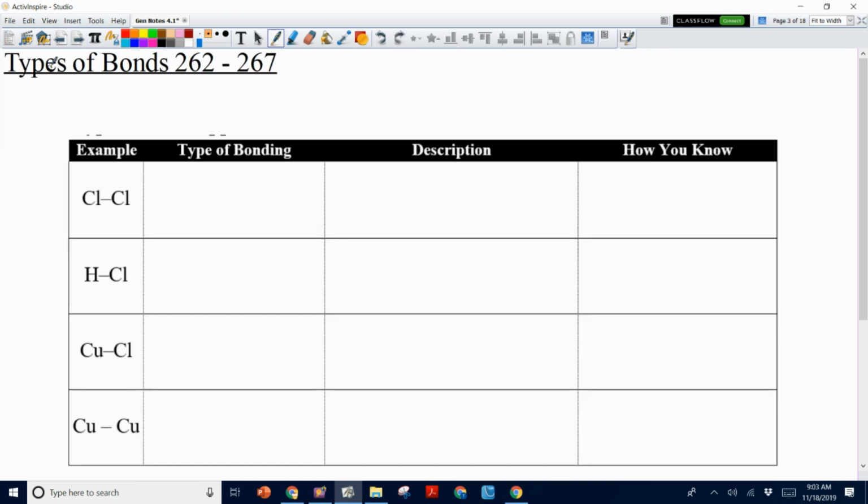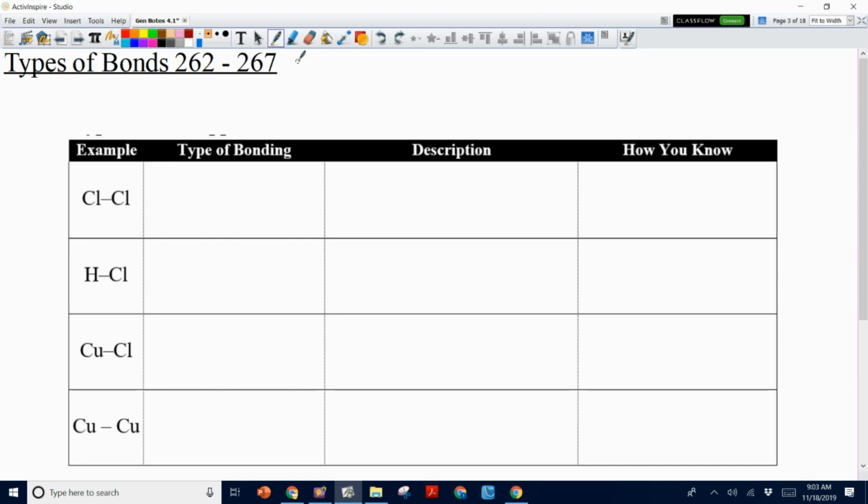Types of bonds are covered in your book on pages 262 through 267, so make sure you read that. We're going to talk here in this table about the 4 different types of bonding. Go ahead and pause and draw this table out, and then we'll fill it in.